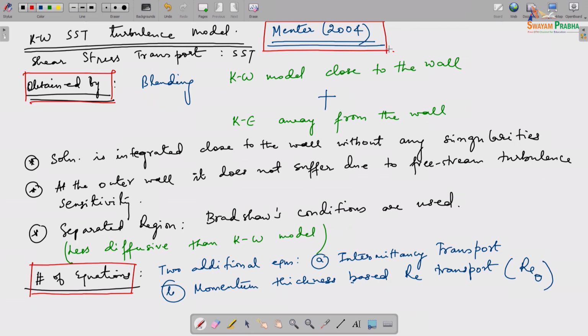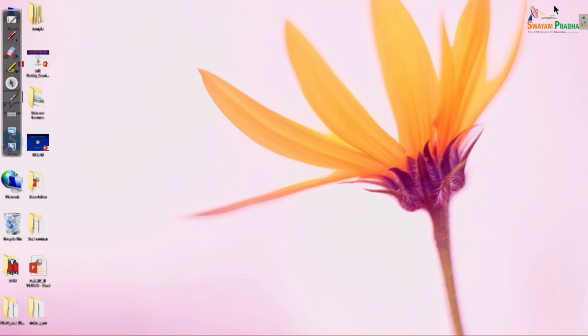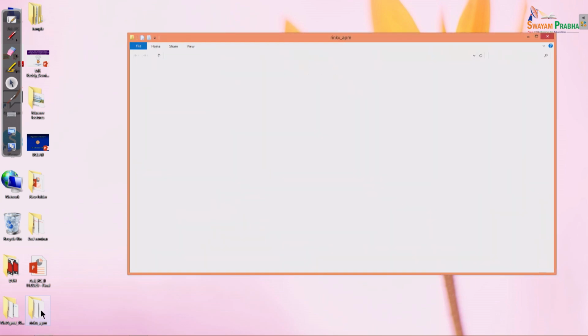Now let's get on to the CFD part. We started out with that, and I wrote out some difference formulas. Let me bring that up.